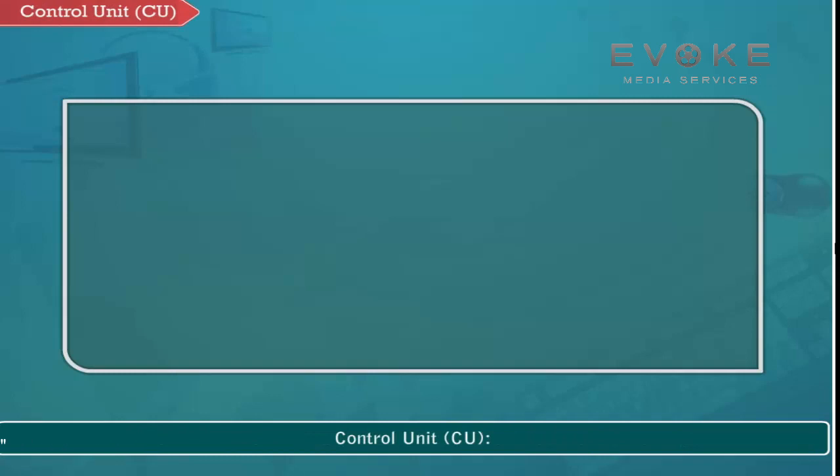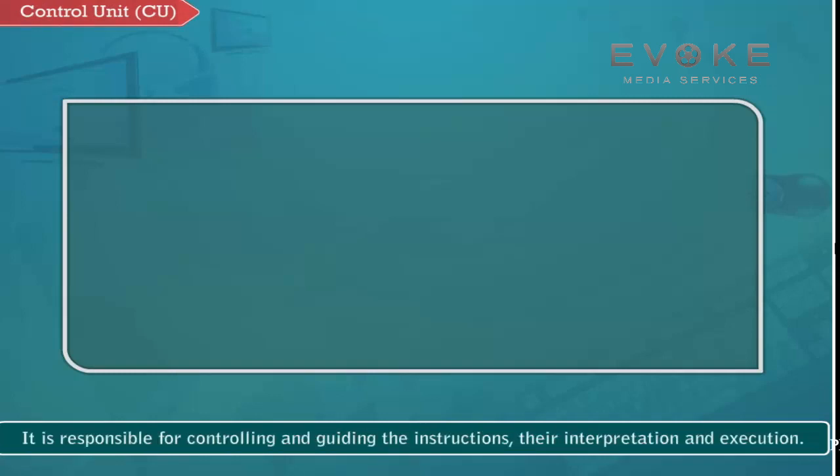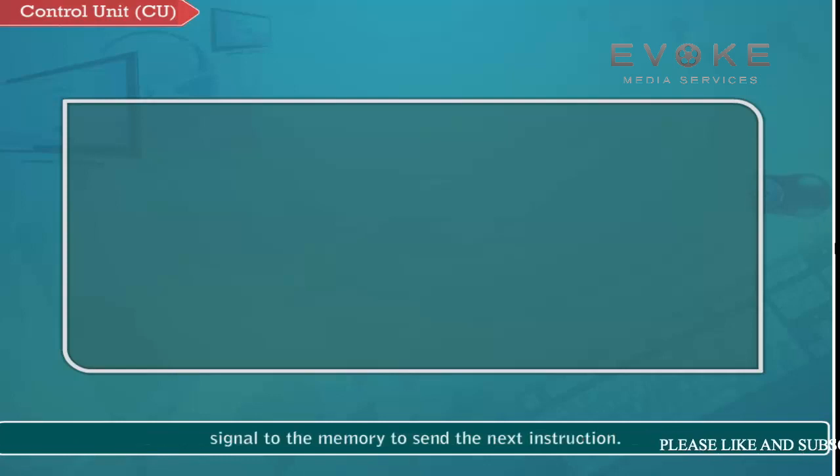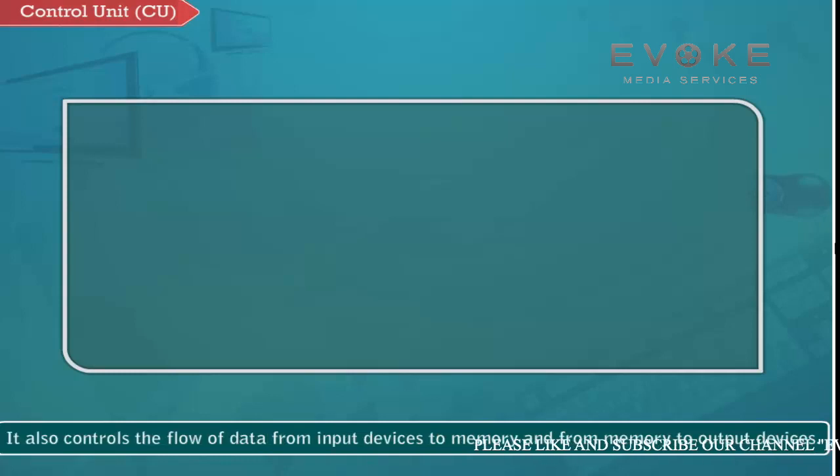Control unit, CU. It is responsible for controlling and guiding the instructions, their interpretation and execution. The control unit gets instructions from the memory and executes these instructions. After the execution of an instruction is completed, the control unit sends a signal to the memory to send the next instruction. It also controls the flow of data from input devices to memory and from memory to output devices.